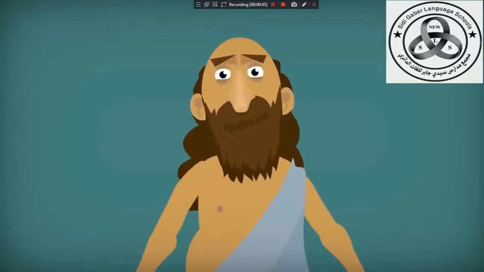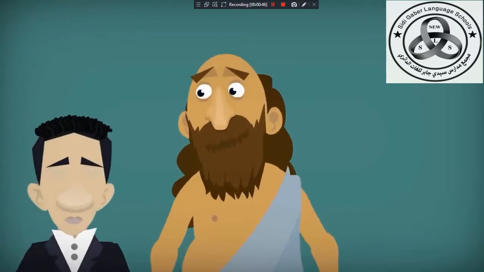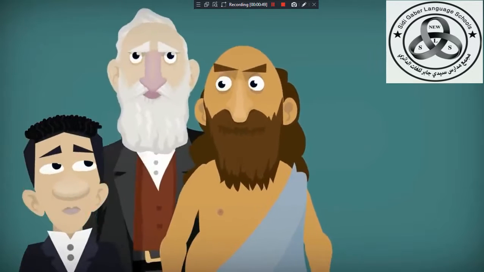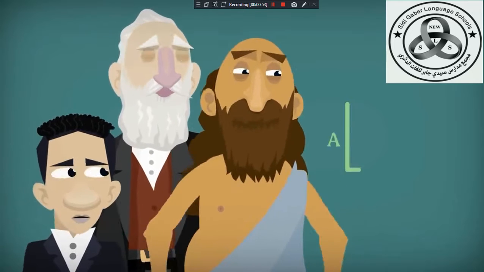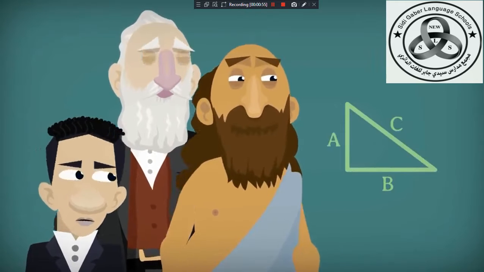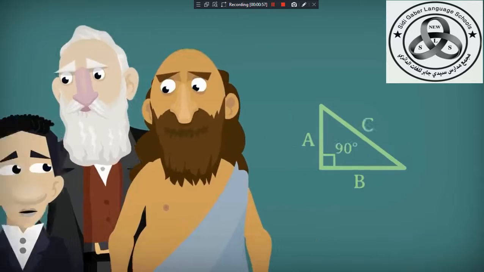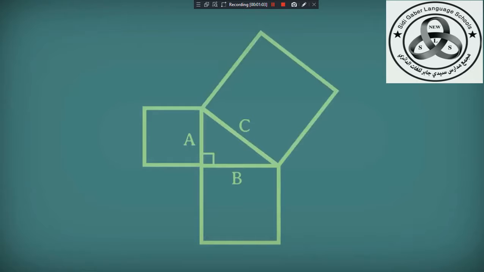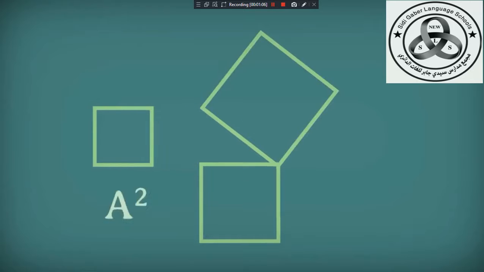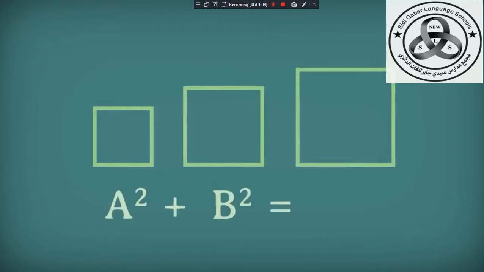What do Euclid, 12-year-old Einstein, and American President James Garfield have in common? They all came up with elegant proofs for the famous Pythagorean theorem, the rule that says for a right triangle, the square of one side plus the square of the other side is equal to the square of the hypotenuse. In other words, a squared plus b squared equals c squared.